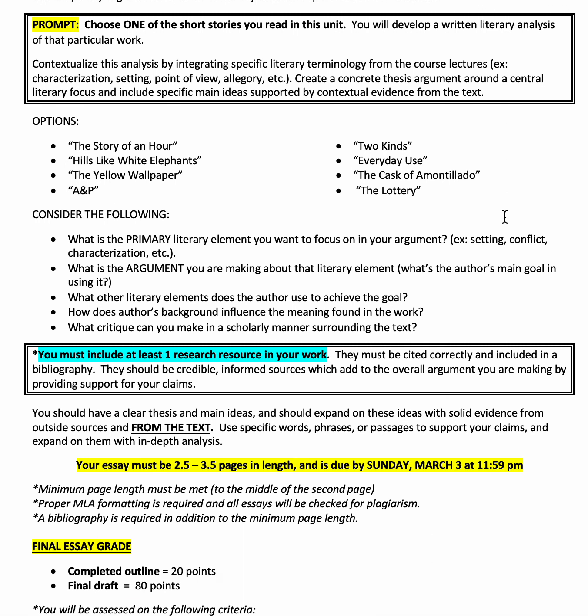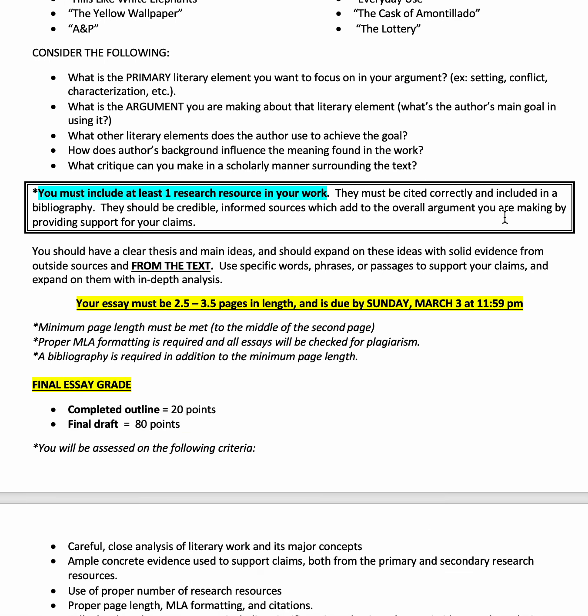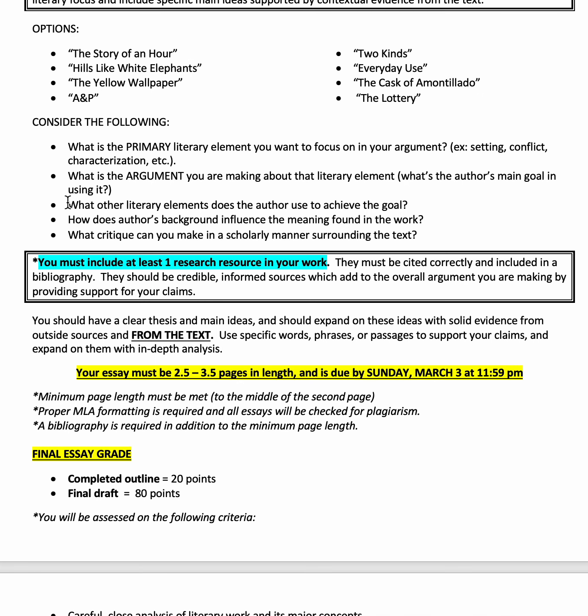Your essay needs to be 2.5 to 3.5 pages in length, so you cannot write less. If you write less, you have points taken off. You are always welcome to write more than that. It's due on Sunday, March 3rd at 11:59 p.m. Make sure that you write to the minimum, like I said, middle of the third page. I'm sorry, that should say third, not second page. Make sure you write to the minimum.